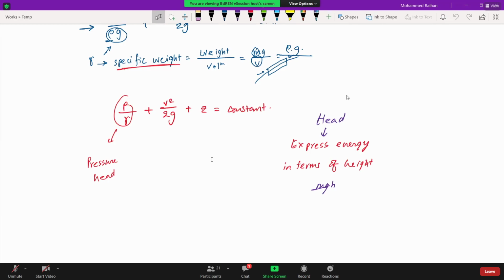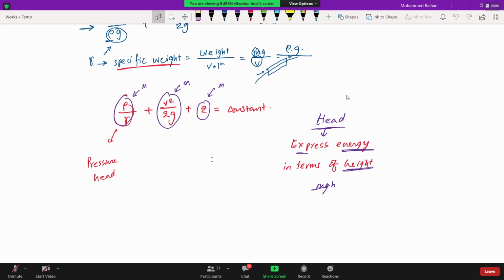The unit for all the terms here will be units of length. This one will be in meter or centimeter or millimeter, whatever it is. If you do dimensional analysis and derive the units of V square divided by 2g, it will be in meter. If you derive the unit of pressure divided by specific weight, it will also be in meter or centimeter or whatever the length is. So if you express energy in terms of height, you get head. This is more convenient to work with. That's why we have named this new term.